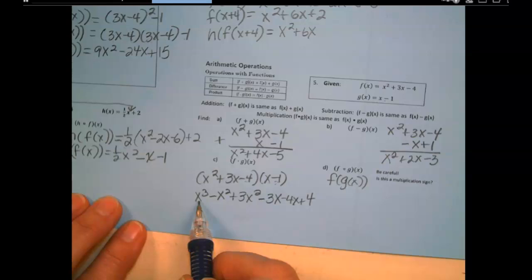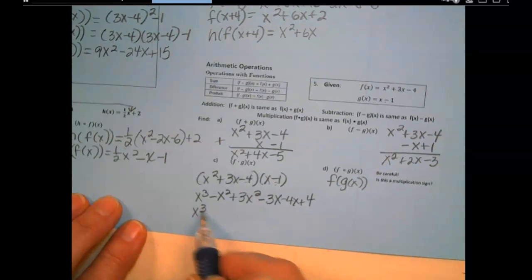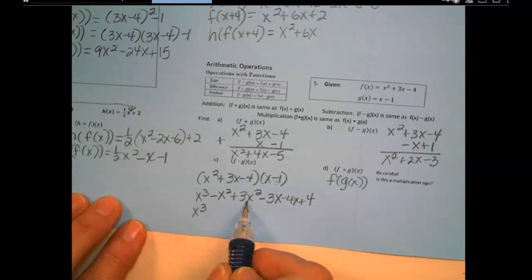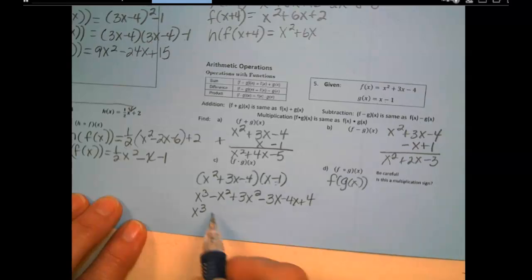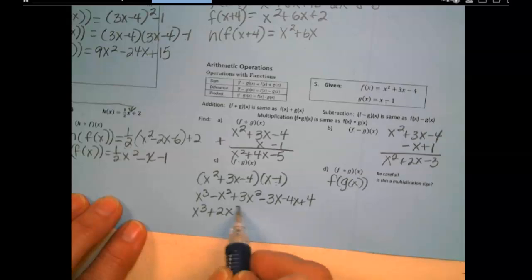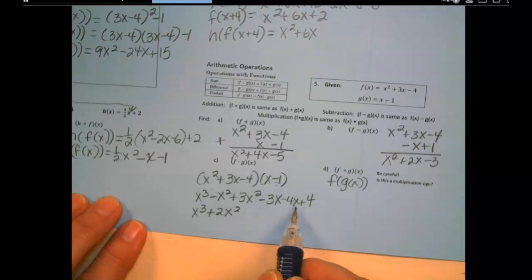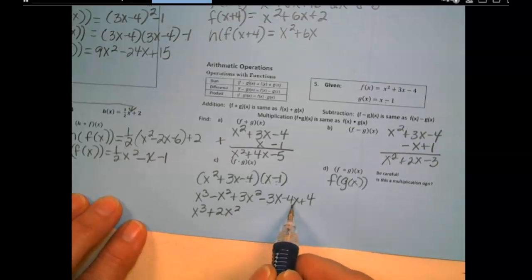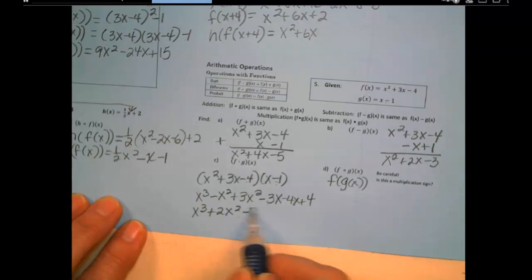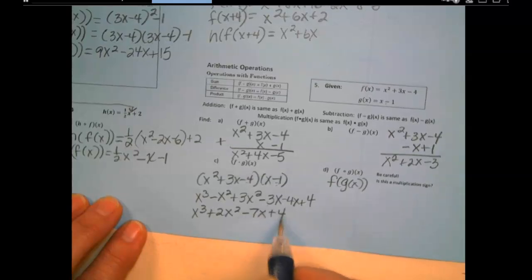And then what do I do? Combine like terms. Can I combine anything with the x to the third? So then I have minus x squared plus 3x squared, and that gives me 2x squared. Minus 3x minus 4x gives me negative 7x, and then plus 4.